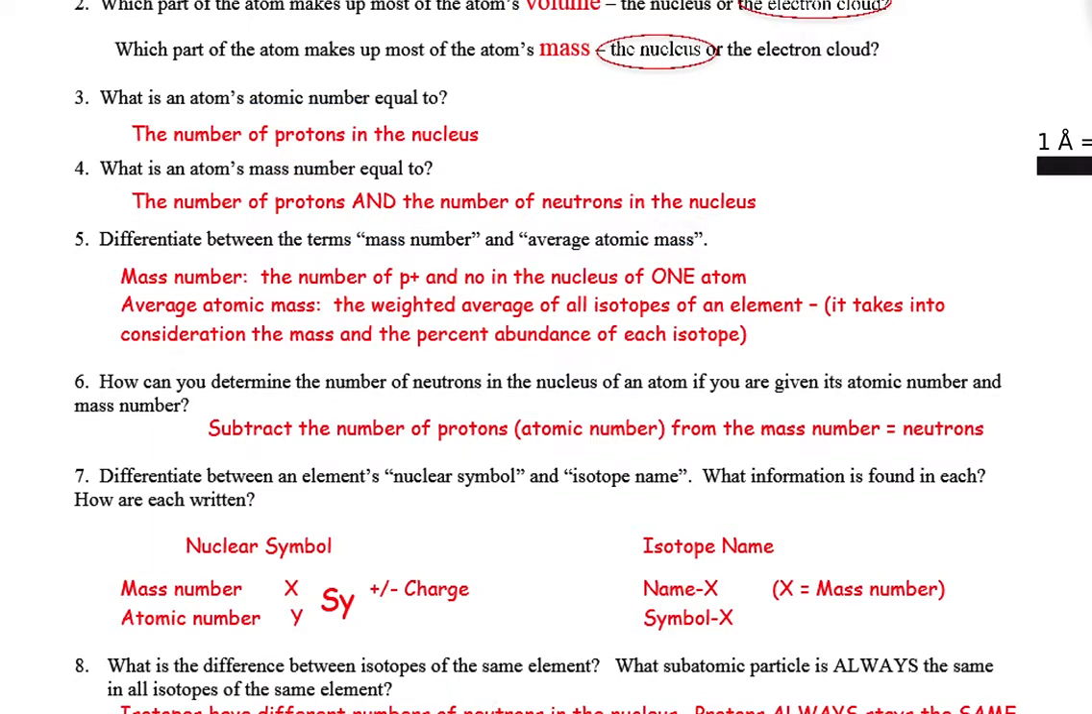You take the protons and subtract them from the mass number. So if my mass number is 12 and I know it's carbon, I know I have 6 protons, then I know 12 minus 6 leaves me with 6 neutrons. If I had a different isotope, if it was carbon-14, I still have 6 protons because it's carbon. Subtract from the 14 and that leaves me with 8 neutrons. So mass number minus the atomic number.